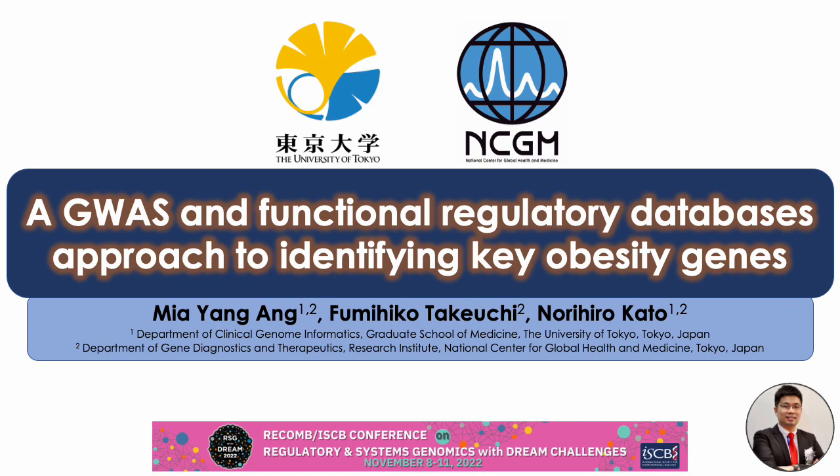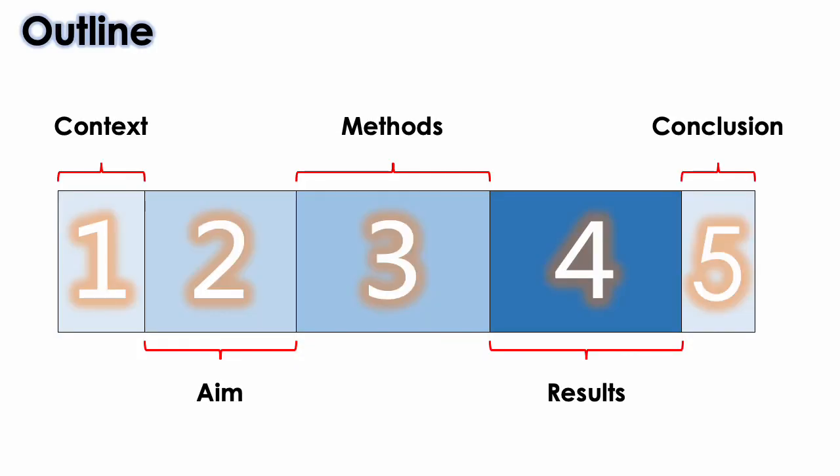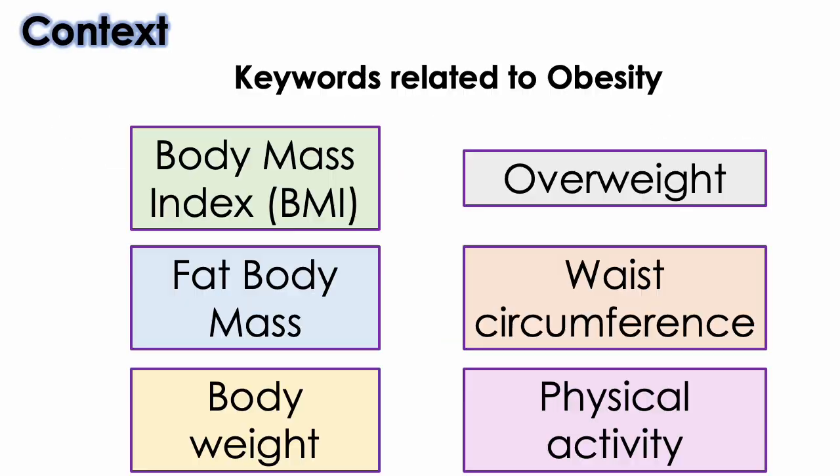I'm Miyayang Ang, PhD student from the University of Tokyo, Japan. I'm here to present my project entitled A GWAS and Functional Regulatory Databases Approach to Identifying Key Obesity Genes. Here is an outline of my video.